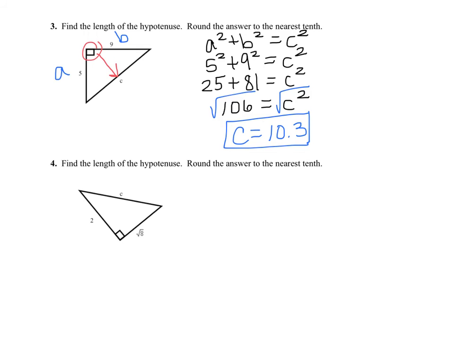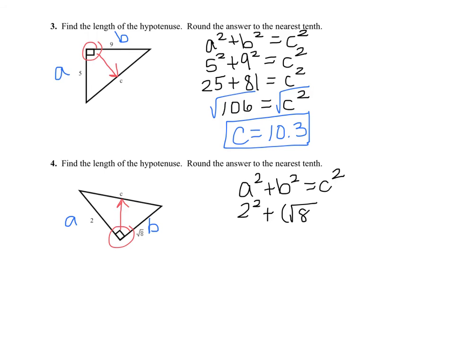Let's look at one more. It says, find the length of the hypotenuse, round to the nearest tenth if necessary. Again, we have a right angle. And your hypotenuse is always across from the right angle. Therefore, your A and B are 2 and the square root of 8. So let's write our formula down. A squared plus B squared is C squared. My A is 2 squared. And my B is, I'm going to put in parentheses, the square root of 8 squared. And that equals C squared.